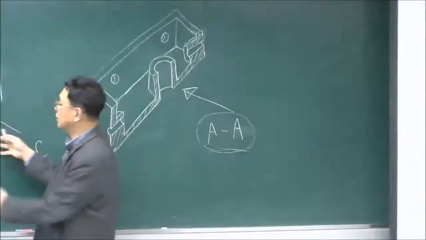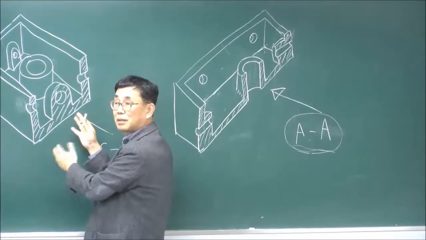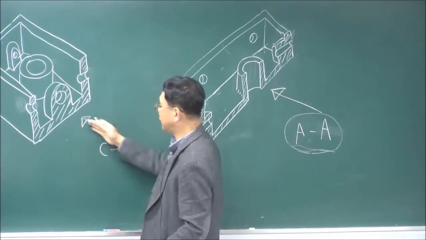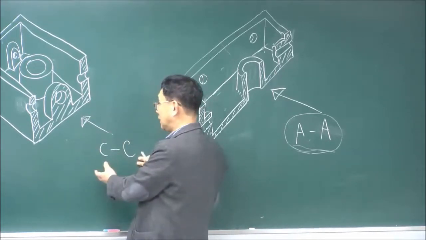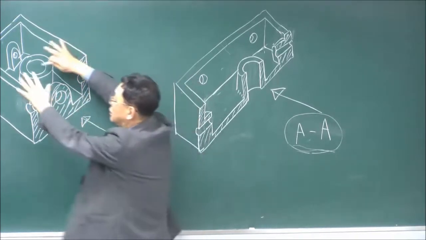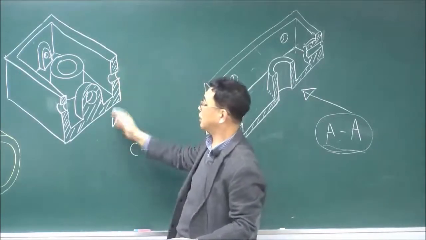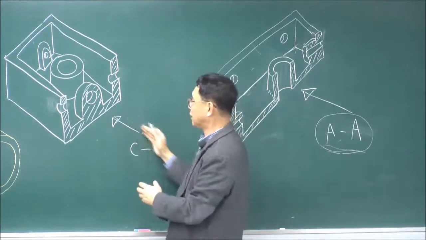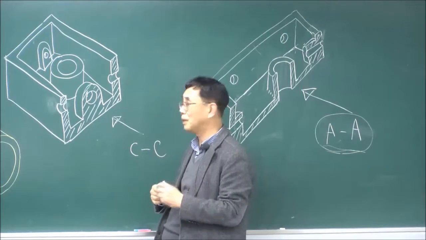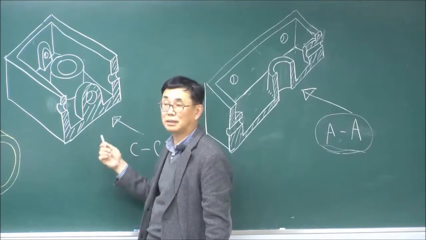For CC, you have to imagine the shape after the cut like this, and the right side view is made from this direction, CC. This is in your head: the shape after the cut in your brain. Make a projection view from CC and make the sectional view. Now I'm going to explain why the hidden line is added here.